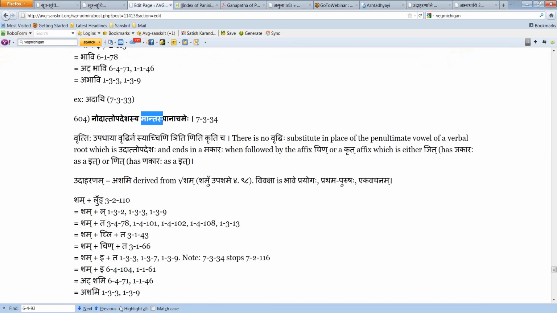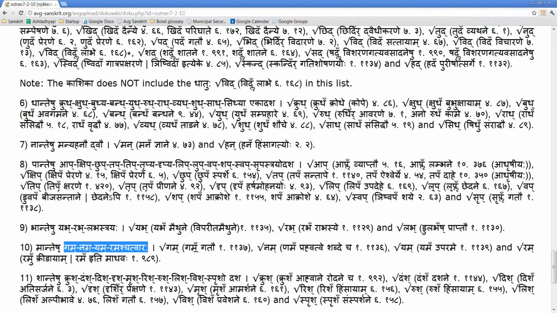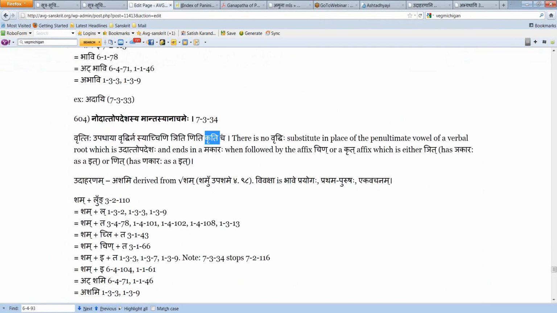It should not be one of these four over here. Should not be. It actually has to be udattopadesha. So not this yama, nama, gama, rama. And if the pratyaya following is either chin or krut pratyaya which is nit or nit, then atopadhaya is not applied.